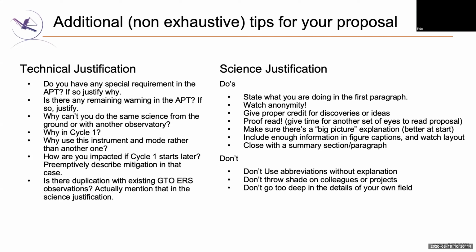In the science justifications, you have do's and don'ts. You have to state what you're doing in the first paragraph, watch anonymity, give proper credit for discoveries or ideas, and proofread. Ideally, you'll hand over your proposal more than a week in advance to someone who has never read it, and you'll get a nice review. Make sure there's a big picture explanation.